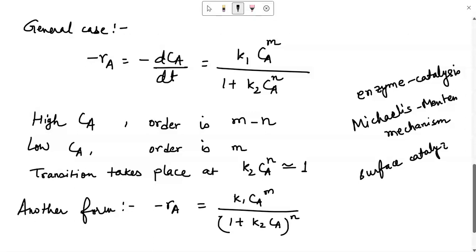Say you have some gas which is supposed to react on a catalyst surface. For that kind of reaction, again you can see these reactions of shifting order kinetics. So that is it for the basic understanding about reactions of shifting order.